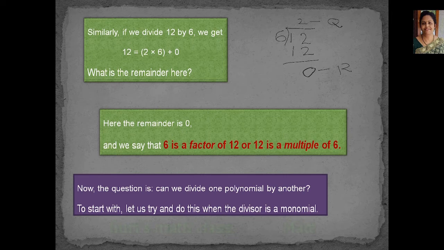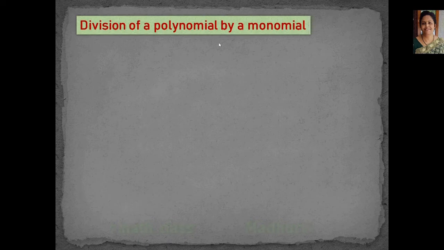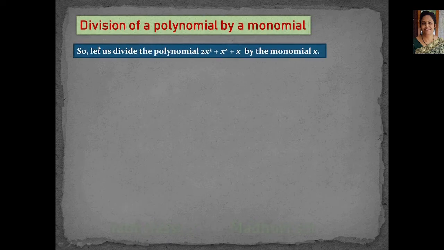To start with, let us try and do this when the divisor is a monomial. So we will divide a polynomial by a monomial. Division of a polynomial by a monomial. So let us divide the polynomial 2x raised to 3 plus x squared plus x by the monomial x. So here the divisor is x.